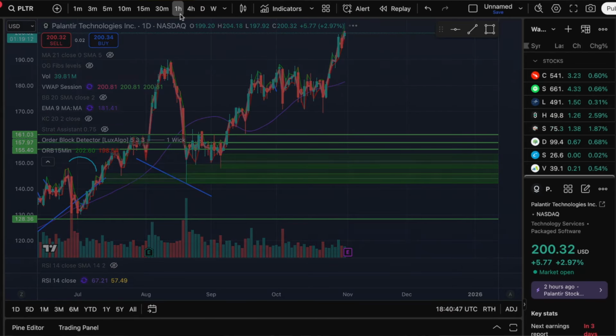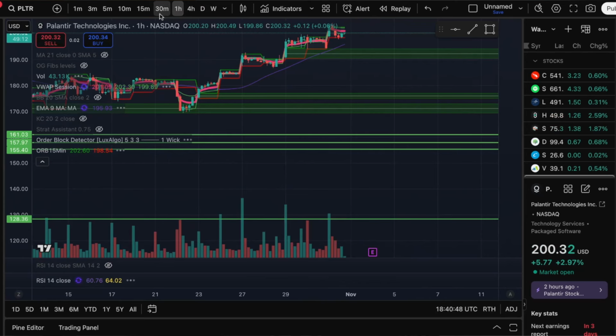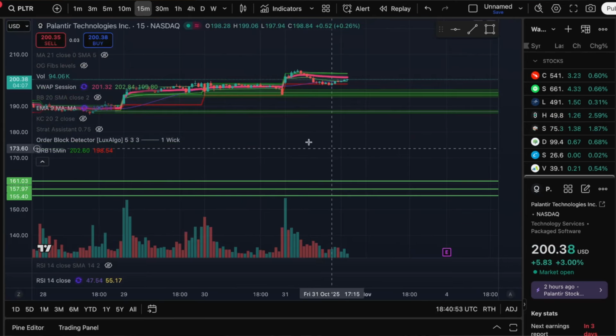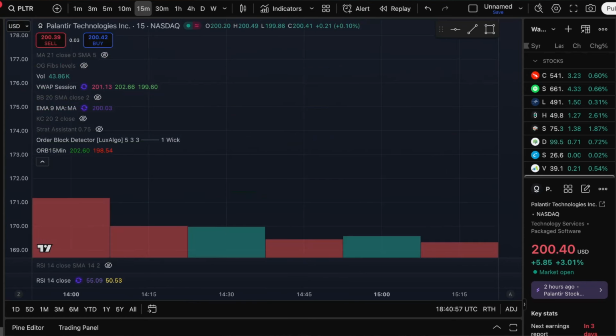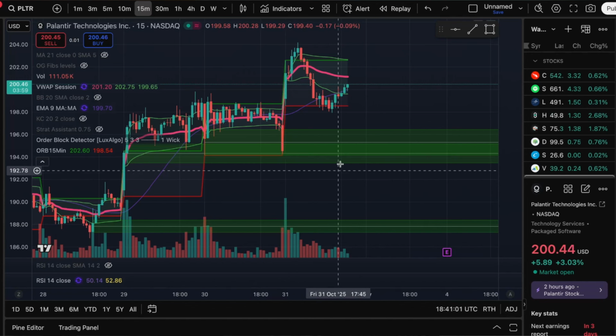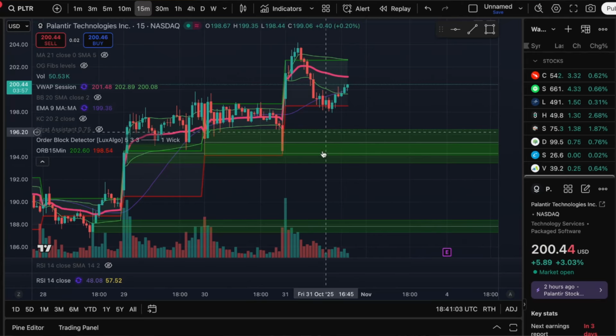Now let's get back into these order blocks, right? So I'm going to work on the 15 minute. The daily has a little too many gaps in between. So with the order blocks, you will notice that this has a pretty wide range. Why is this range so wide?